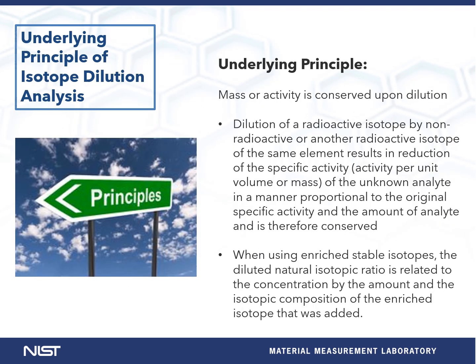The underlying principle of isotope dilution analysis is that mass or activity is conserved upon dilution. The dilution of a radioactive isotope by a non-radioactive or another radioactive isotope of the same element results in reduction of the specific activity, which is the activity per unit volume or mass, of the unknown analyte in a manner proportional to the original specific activity and the amount of analyte, and is therefore conserved. Similarly, when using enriched stable isotopes, the diluted natural isotopic ratio is related to the concentration by the amount and the isotopic composition of the enriched isotope that was added.